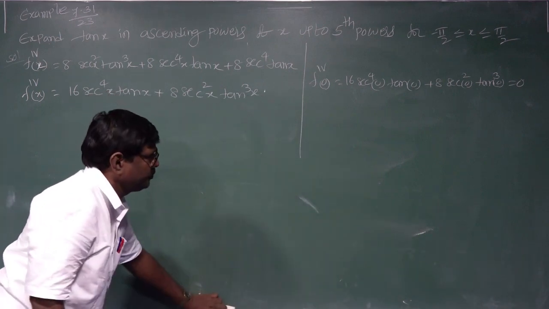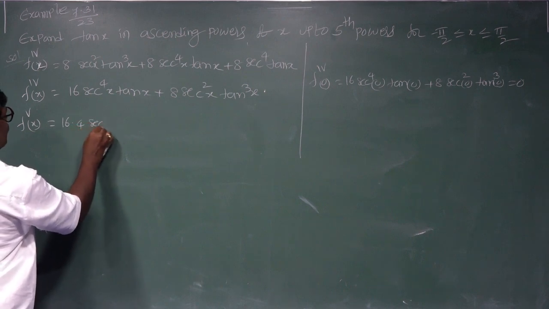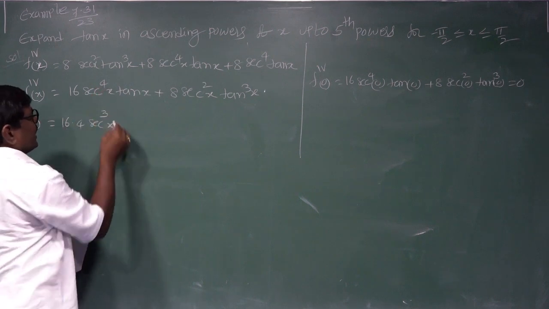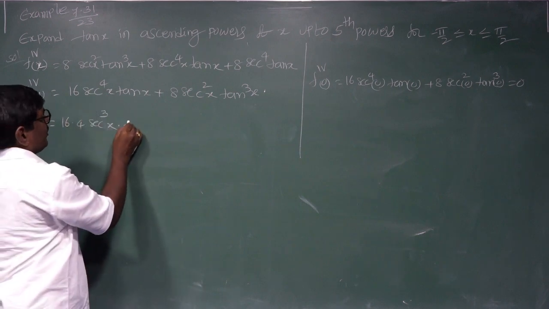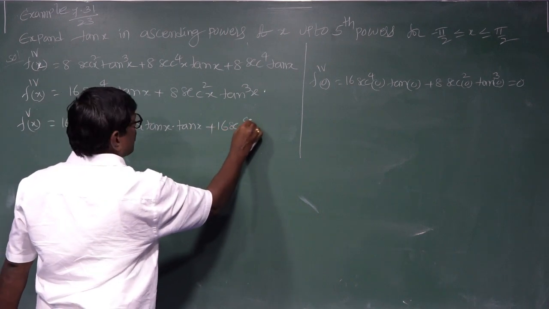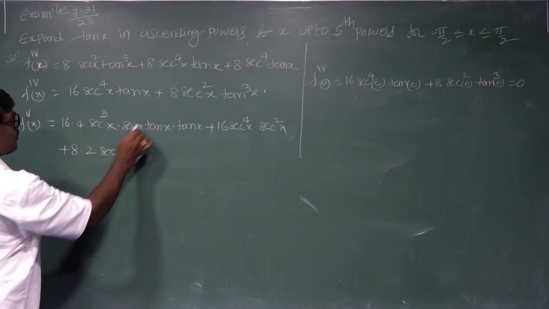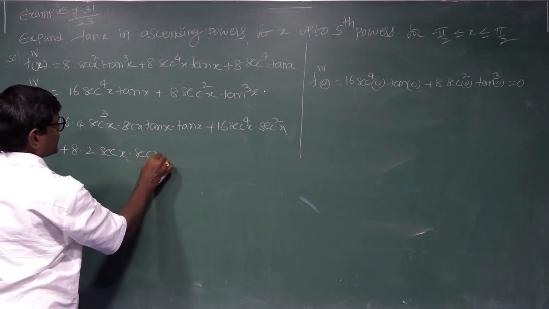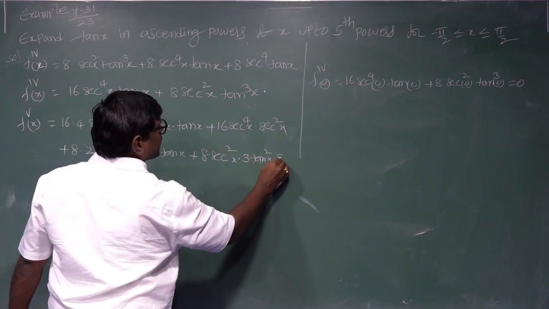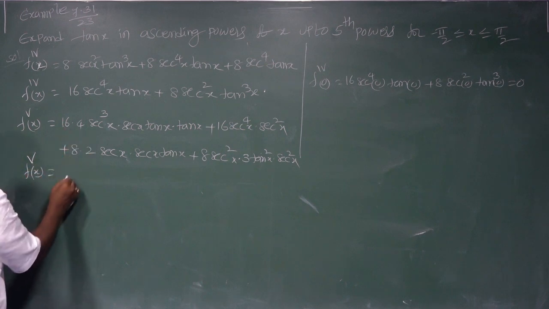Next, again the derivative, the fifth derivative of f(x). We have 16 into 4 into secant cube x, using the derivative formula n into x^(n-1), times the derivative of secant x, into tan x, plus 16 into secant^4 x into the derivative of tan x, which is secant square x, plus 8 into 2 into secant x into the inner derivative secant x tan x, plus 8 into secant square x into 3 into tan square x into secant square x.